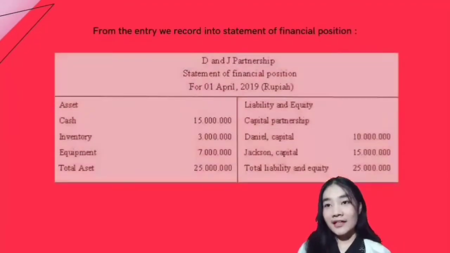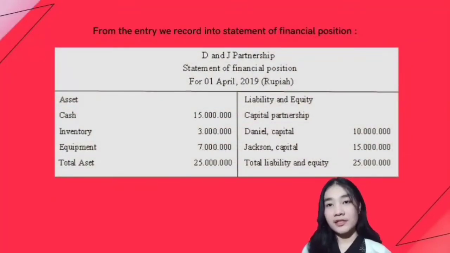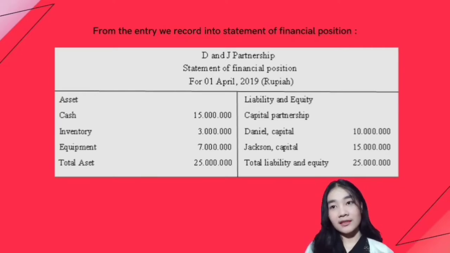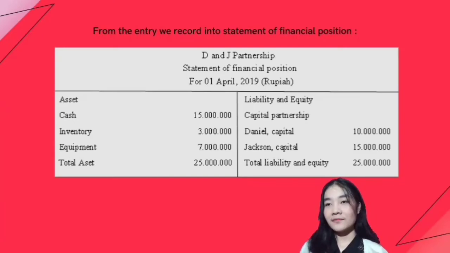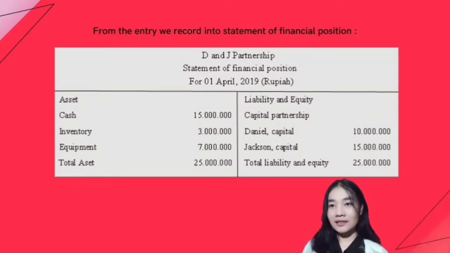Next, let us see the statement of financial position. The NG partnership statement of financial position for 1st April 2019 in rupees. In assets, there are cash 15 million rupees, inventory 3 million rupees, equipment 7 million rupees, and the total is 25 million rupees. In liability and equity, there is partnership capital, including Daniel Capital 10 million rupees, Jackson Capital 15 million rupees, and the total liability and equity is 25 million rupees.